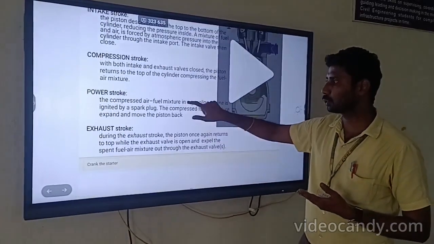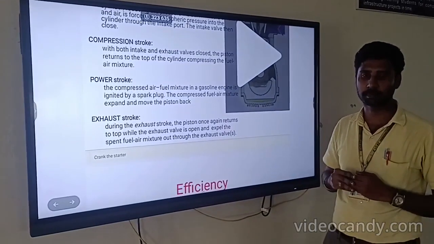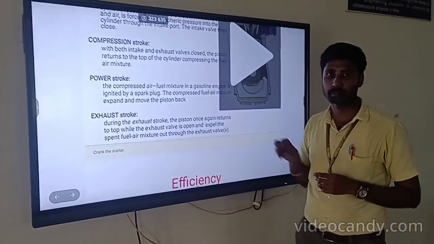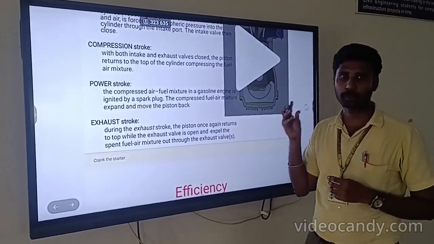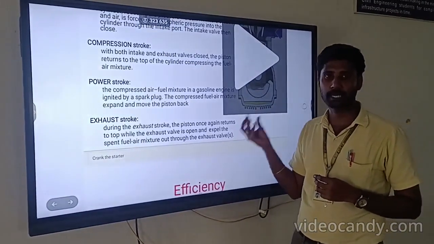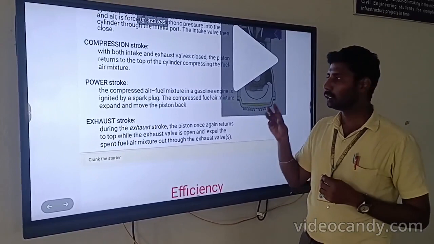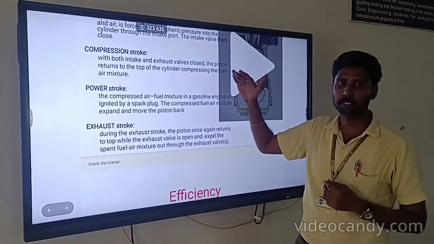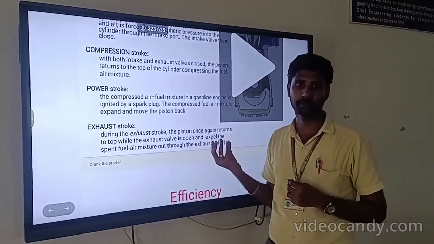The third stroke, the power stroke. In this stroke, the piston moves from top dead center to bottom dead center. The valve positions: inlet and exhaust valves, both valves are closed. What happens in this stroke? At the end of the compression, with the help of the spark plug, we provide the ignition. At that time the air plus fuel mixture will burn, so we get a large amount of heat energy or thermal energy. Due to the thermal pressure, the piston moves from top to bottom at very high speed. So we get the mechanical power, rotary motion.